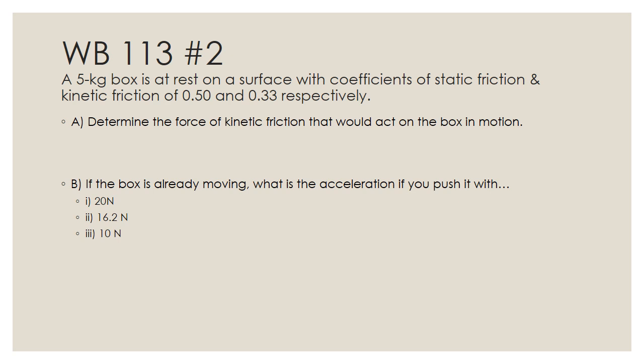Let's take a look first at workbook, page 113, number 2. I had said to use g equals 9.8 for this one because of some of the planned values on there. So we're going to remember that. A 5 kilogram box is at rest on a surface, and the coefficients of static friction and kinetic friction are 0.5 and 0.33. So this is the coefficient of static friction and the coefficient of kinetic friction. Determine the force of kinetic friction that would act on the box if it were in motion. So this is just a simple level 1 substitute and solve.